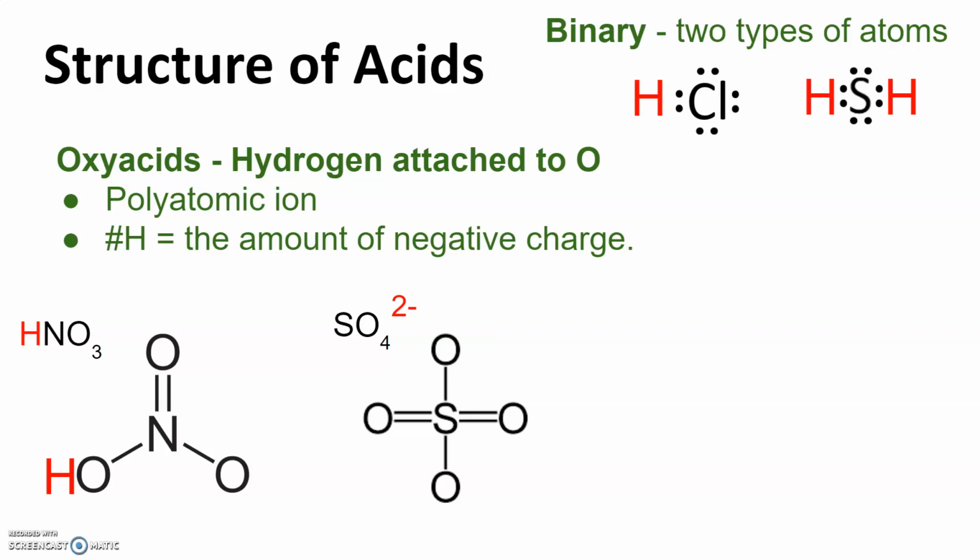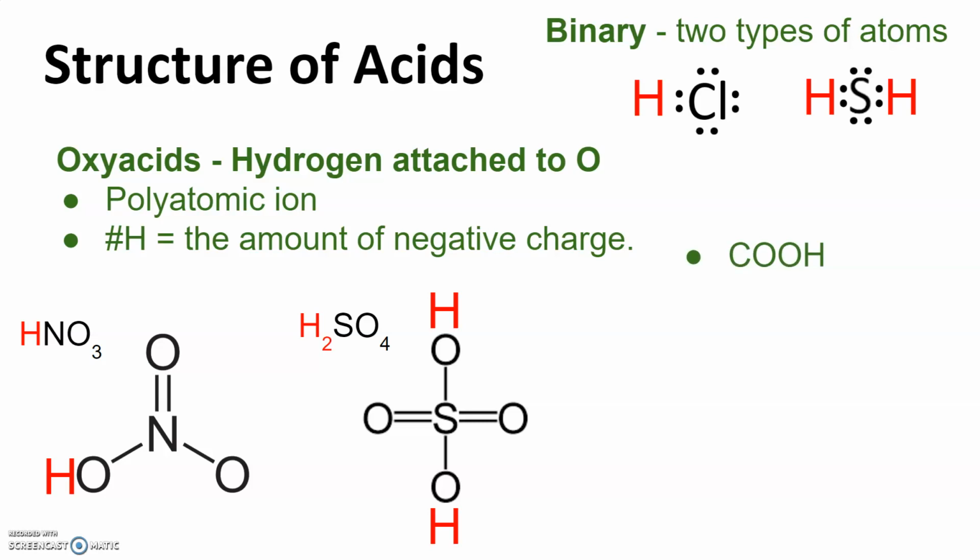Nitric acid, sorry. The next example would be sulfate. So sulfate is a polyatomic ion. Notice it has a 2- charge, and the 2- charge tells you how many hydrogens you need to convert this into an acid. That's right, 2. So the corresponding acid of sulfate ion is sulfuric acid.